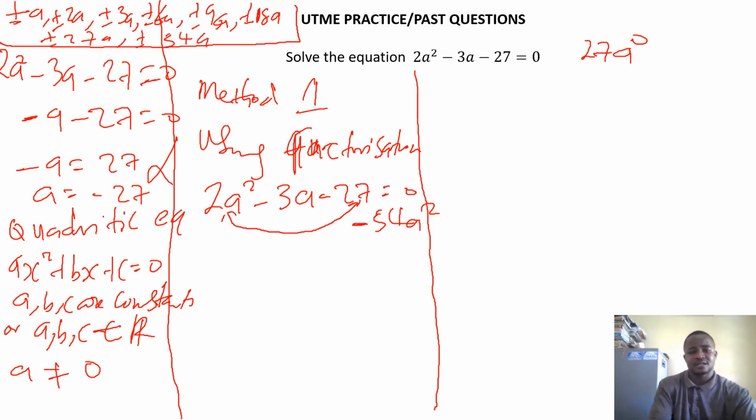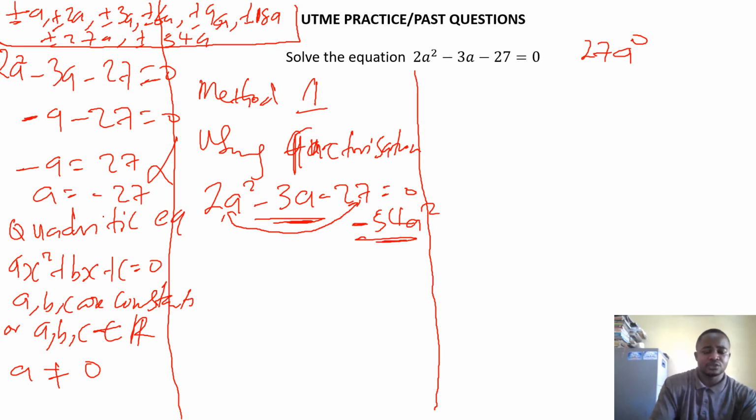So inside these factors now, you will look for the two factors of this minus 54a squared, such that when you add, you are going to have this middle term, which is minus 3a. Then when you multiply, you are going to get minus 54a squared.